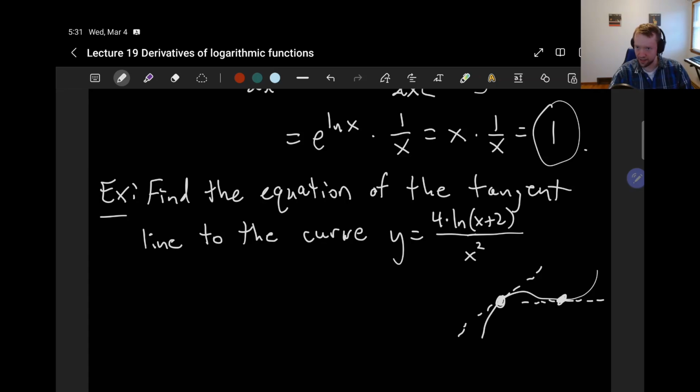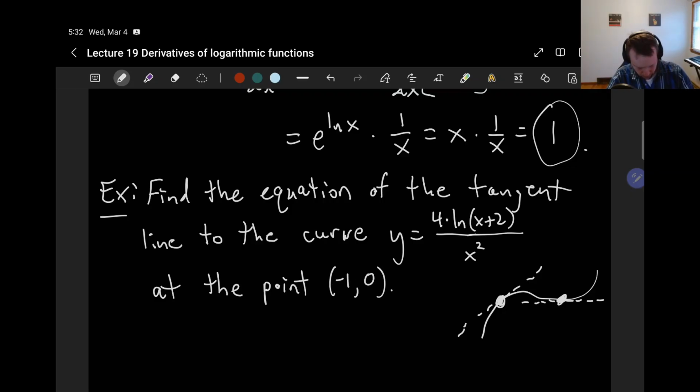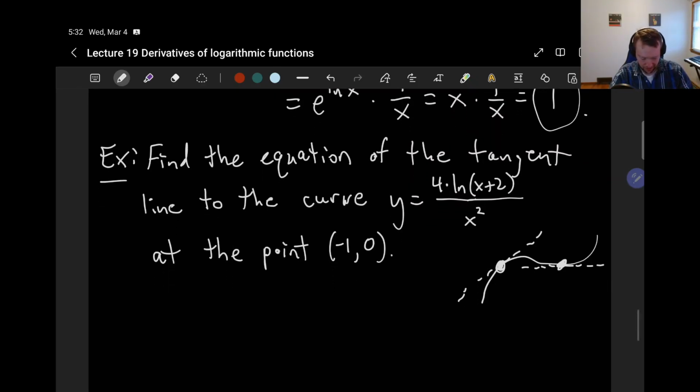So my point is that I always need to add a little more. I cannot just say, find the equation of the tangent line to the curve. I have to say, at what point? Well, this will be at the point -1, 0. And you can check that this is indeed a point on the curve.